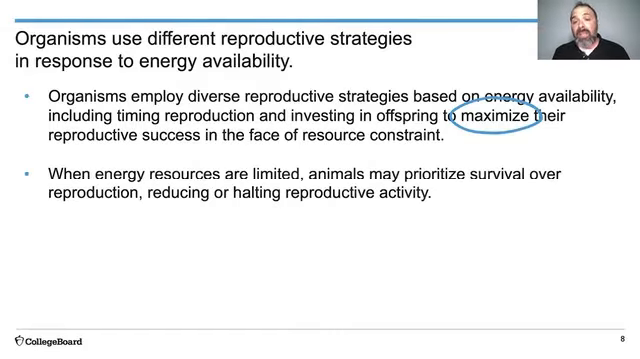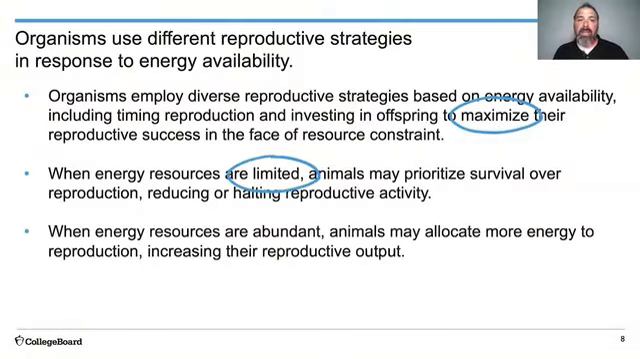When energy resources are limited, animals may prioritize their own survival over reproduction. So they may reduce or halt their reproductive activity. If they can't take care of themselves, they're not going to be able to take care of their offspring. And so again, if resources are limited, there's going to be an issue. When they're abundant, animals may allocate more energy to reproduction, increasing reproductive output. So again, lots of energy in, prioritize reproduction. Limited energy in, may not have as much reproduction.